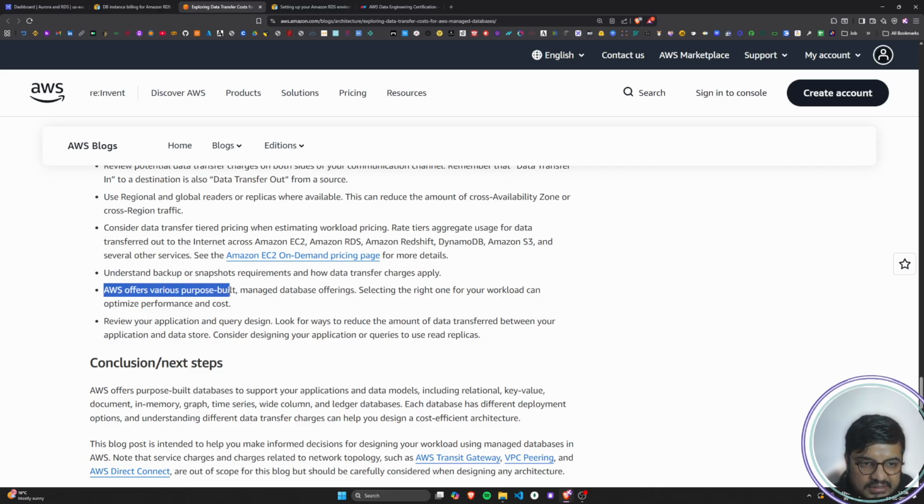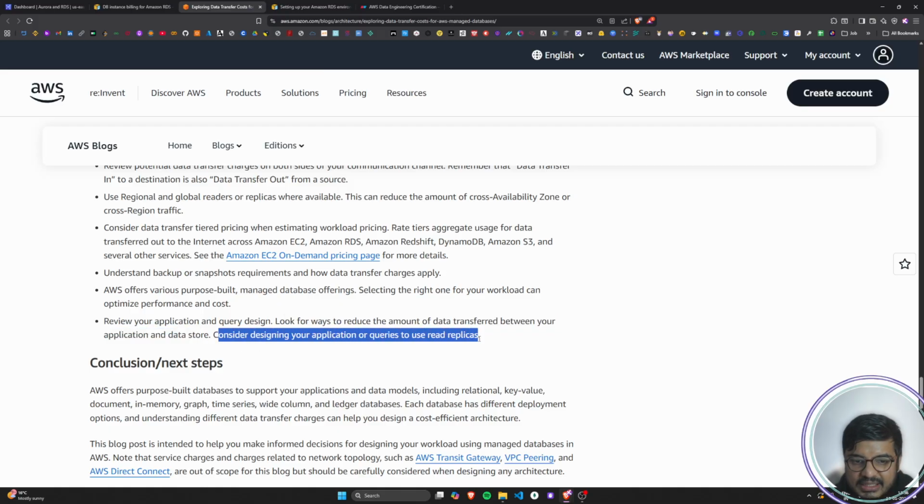AWS offers various purpose-built managed database offerings. Selecting the right one for your workload can optimize performance and cost. Review your application and query design. Look for ways to reduce the amount of data transfer between your application and data store. Consider designing your application or queries to use read replicas.